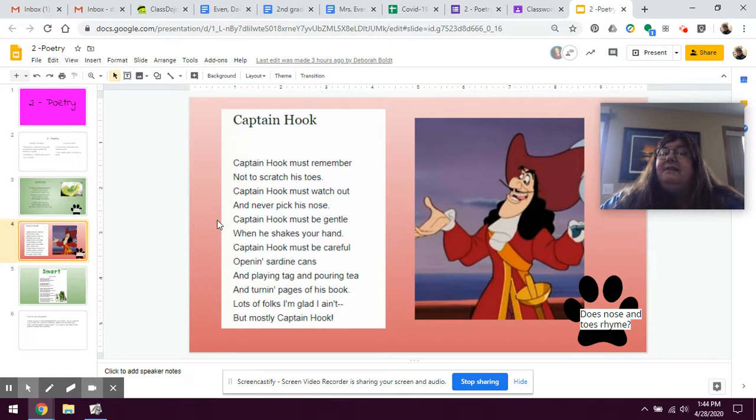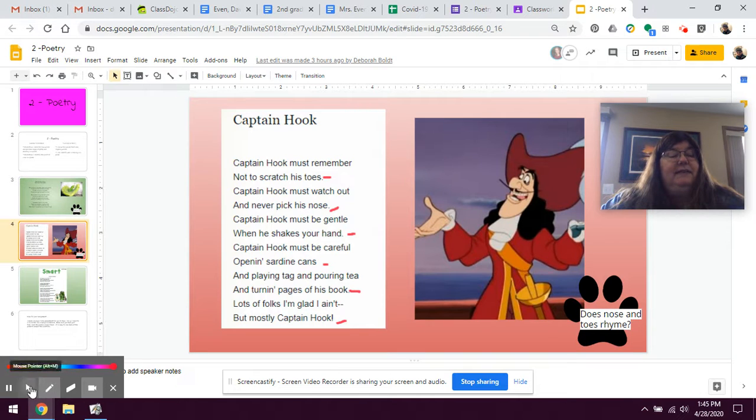What do you think? Is this poem telling a story, or do you think it's from somebody's point of view? If you said telling a story, you are correct. This is from a narrator's point of view. And this author is a little bit different. He has his rhyming words going every other line, which is another way that a poem is quite frequently written. So we have toes and nose, hand and cans, book and hook.